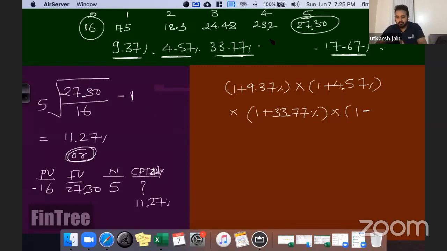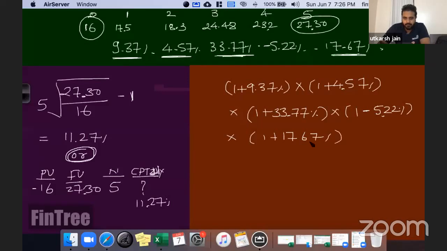I'm going to do this one more time. 23.2 divided by 24.48 minus 1. So this should have been minus 5.22%, not 0.52. So 1 minus 5.22%. And finally, this into 1 plus 17.67%. Okay, so there you go.